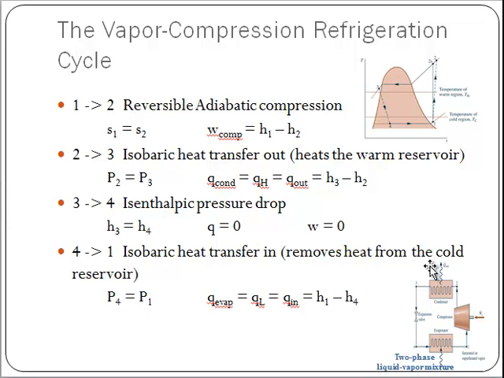Now, my condenser, this is isobaric, constant pressure, heat transfer out. It's going to add heat to the warm reservoir. So if it's my refrigerator, it's the outside of the room. If it's my air conditioner at my house, it's the outside of my house.